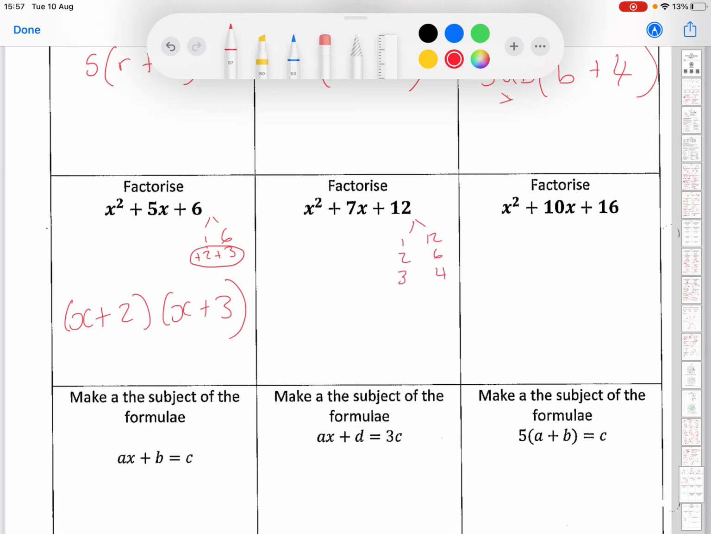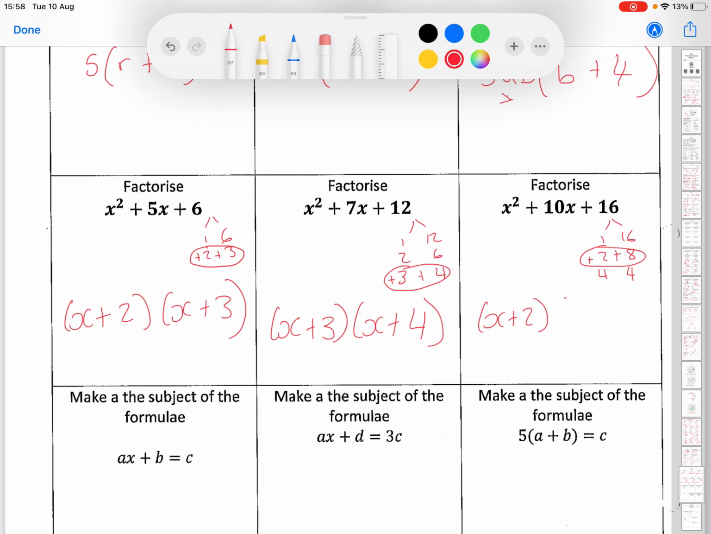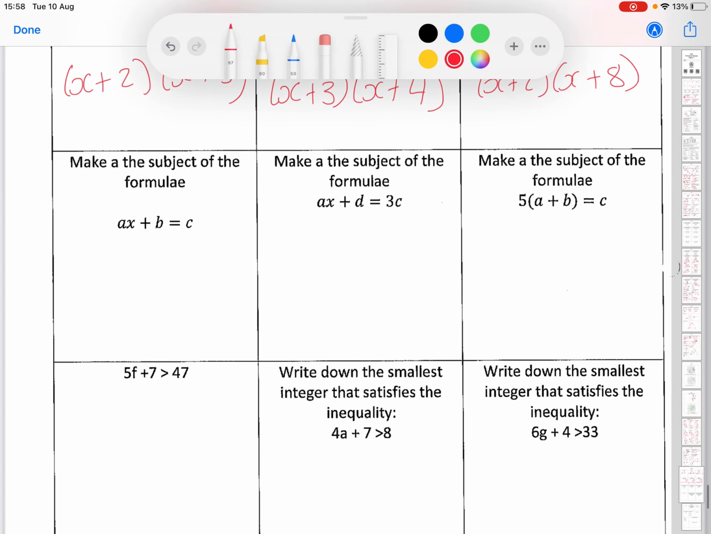With our next one, we've got factors of 12. So we've got 1 and 12, 2 and 6, 3 and 4. Which ones can make 7? They can only be 3 and 4. It needs to be positive 7, so they both need to be positive. So it would be x plus 3, x plus 4. Close bracket. Factors of 16, we've got 1 and 16, 2 and 8, and 4 and 4. Which ones make 10? 2 and 8. They both need to be positive, so it'd be x plus 2, x plus 8.